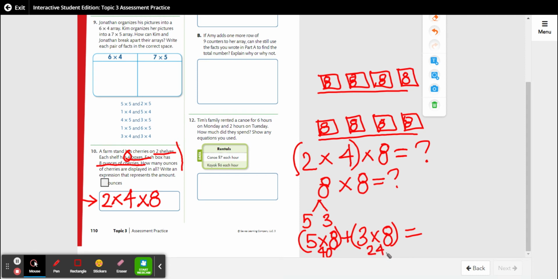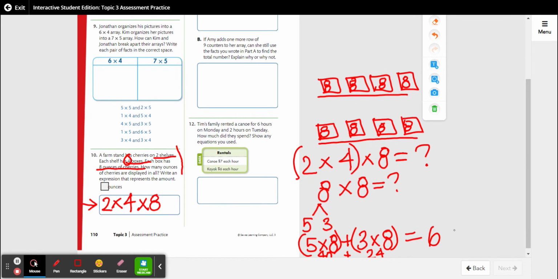You could skip count to find 24 if you didn't know, or you could even use the distributive property again. Right? You could think, well, 2 times 8 is 16 and 1 times 8 is 8. So 16 plus 8 equals 24. You see, you can use the distributive property all the time. So now all you need to do is say, well, what's 40 plus 24? That's easy peasy because 40 plus 20 is 60. 60 plus 4 is 64. So you come up with 64. And so you're going to put in this little box right here, 64 ounces.